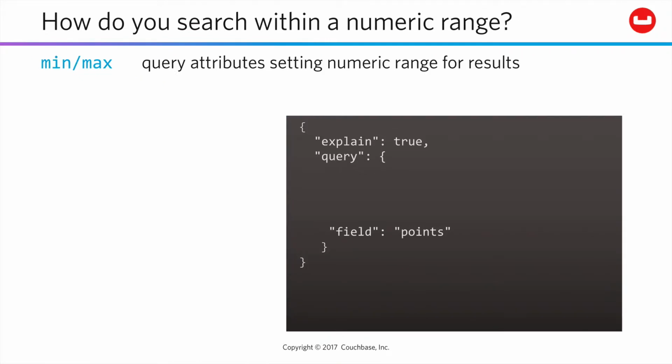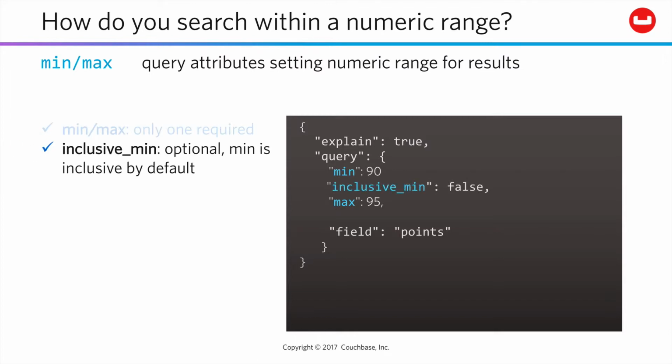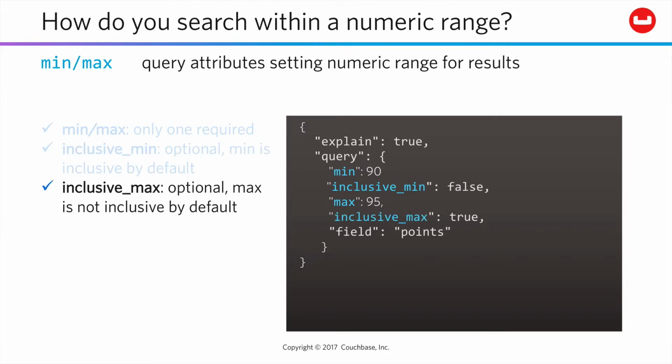Searching within a minimum and maximum range of values is straightforward. Assign a min and or a max value. Only one of these is required, so what you choose will depend on your data. Then optionally set the min to be inclusive, though it already is by default. And optionally set max to be inclusive, which it is not by default.